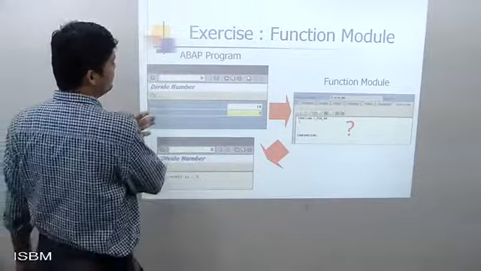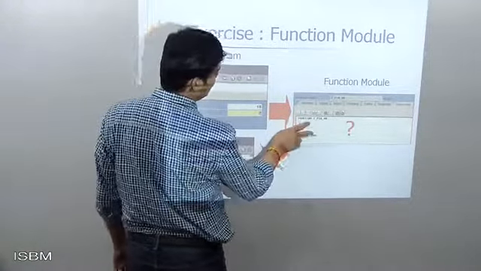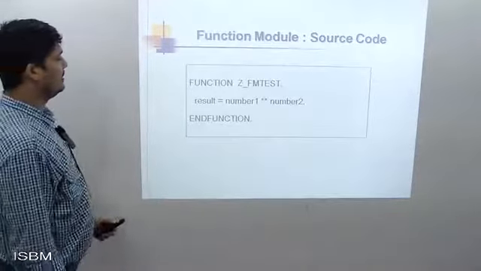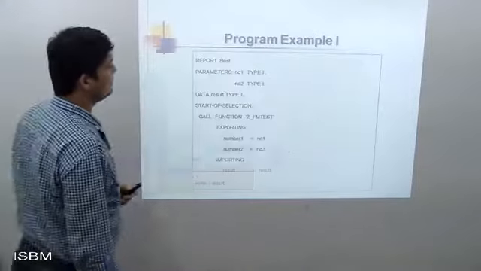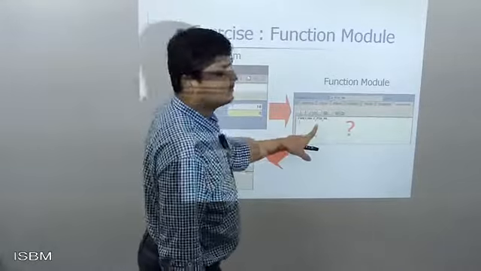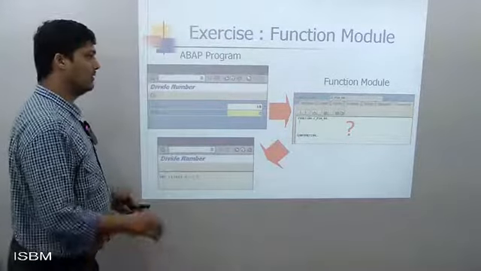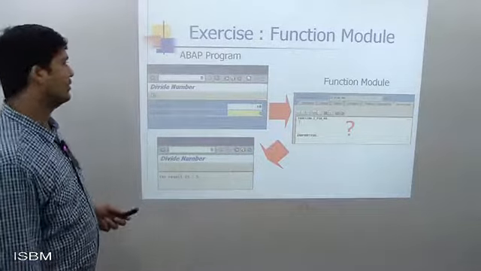So this is the way you can go. Here you need to write your code only, just like what I have written over here: result equal to number one multiplied by number two. The same way you need to write result equal to number one divided by number two. That's it. Finish. It is only a one line code.